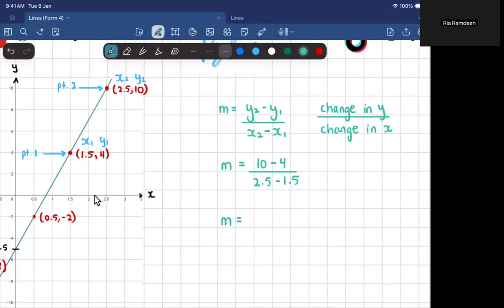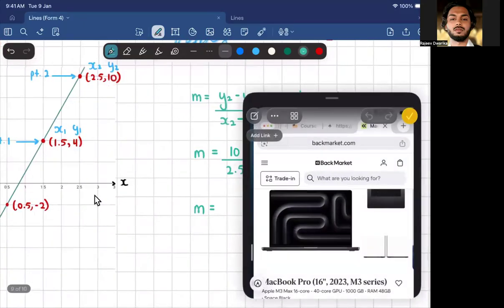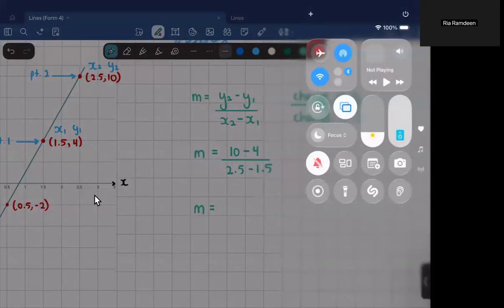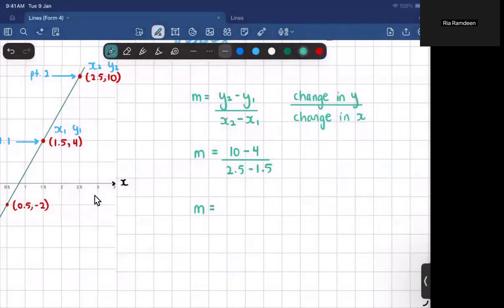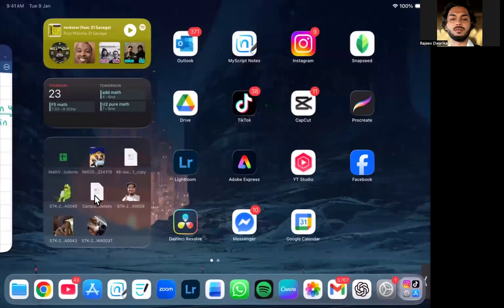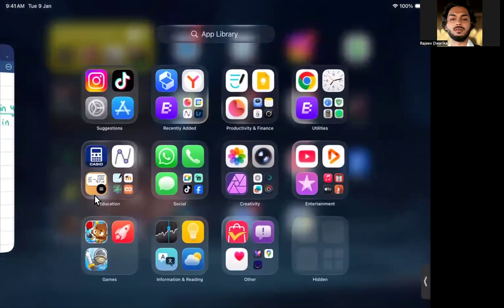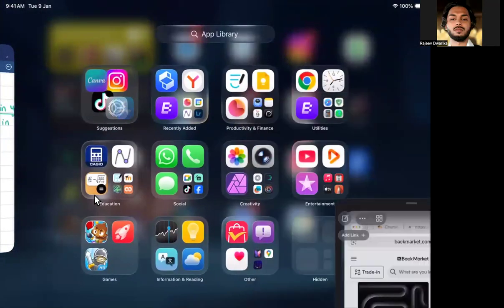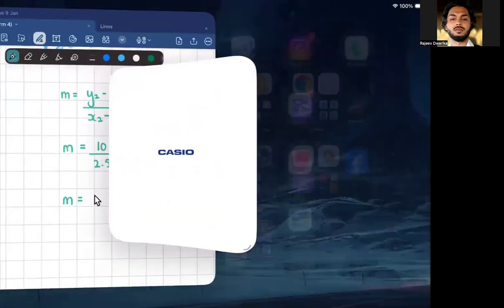So I guess 6.9. Would that change to 7 when we round it off? Let me plug it into the calculator and see what I get, because you're not supposed to get that. You're supposed to get 6. Right. Calculator.